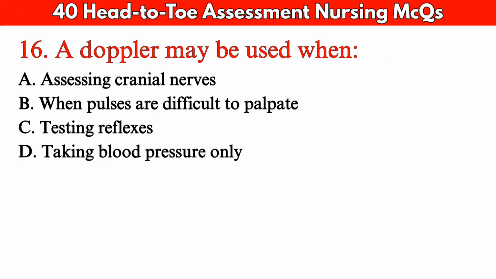A doppler may be used when A. Assessing cranial nerves, B. When pulses are difficult to palpate, C. Testing reflexes, D. Taking blood pressure only. Correct answer B. When pulses are difficult to palpate. A doppler uses ultrasound to detect blood flow. When a pulse cannot be felt due to poor circulation, swelling, or obesity, a doppler is used to hear the pulse. It is not used for cranial nerve testing or reflexes. Although it can assist with blood pressure in special situations, its primary use is locating difficult-to-palpate pulses.